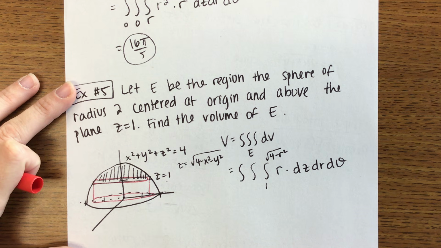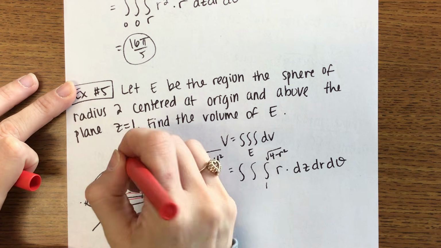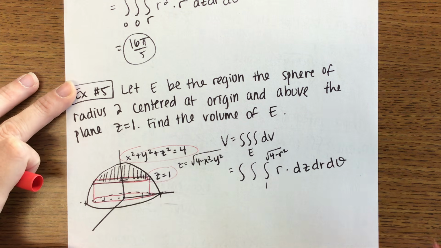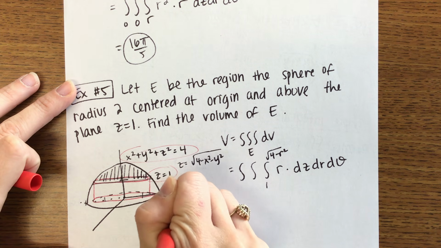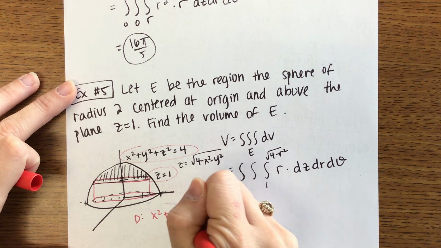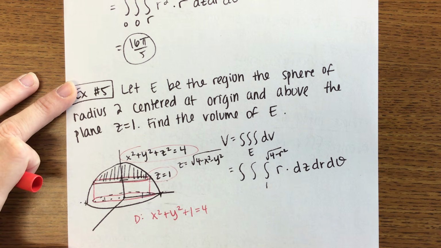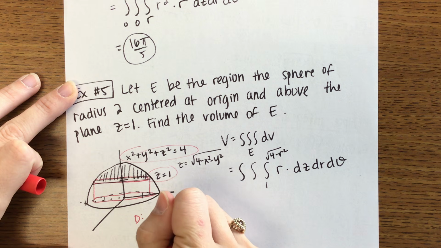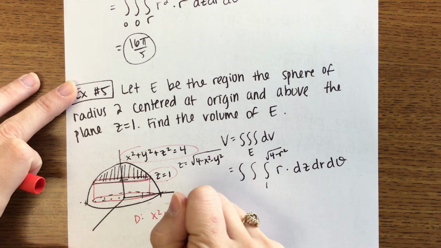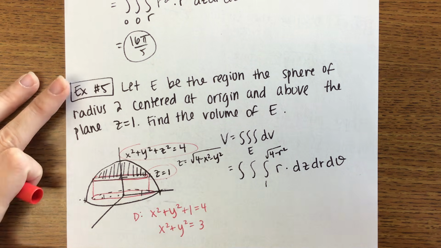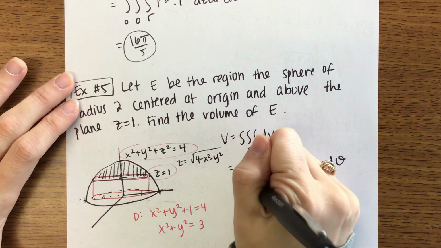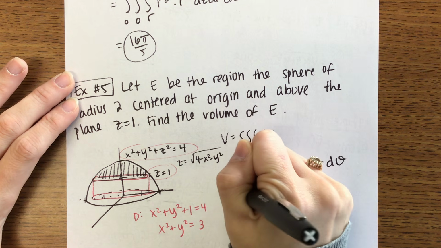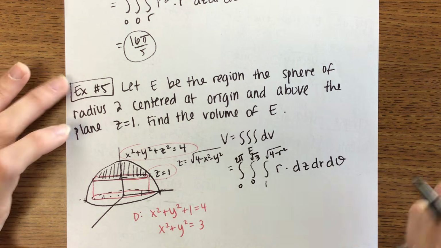Now, to figure out what that is, you have to figure out where your surface intersects with the plane. So to find D, we get x squared plus y squared. In this case, z is 1. So our region D, or R, I use both, is x squared plus y squared equals 3, that circle. So our r goes from 0 to root 3, and theta goes from 0 to 2 pi.